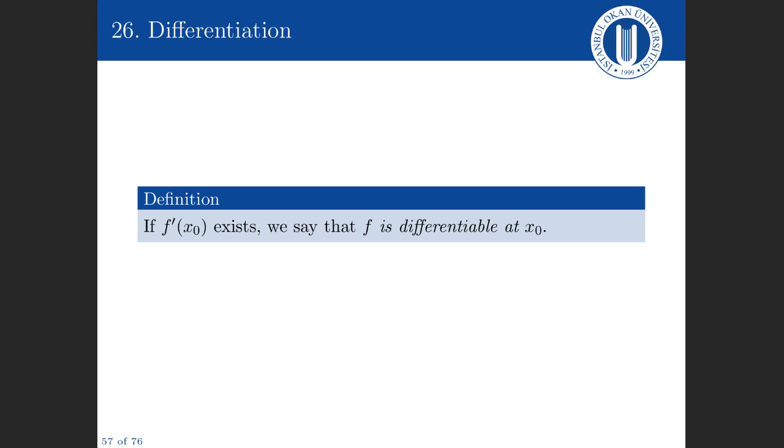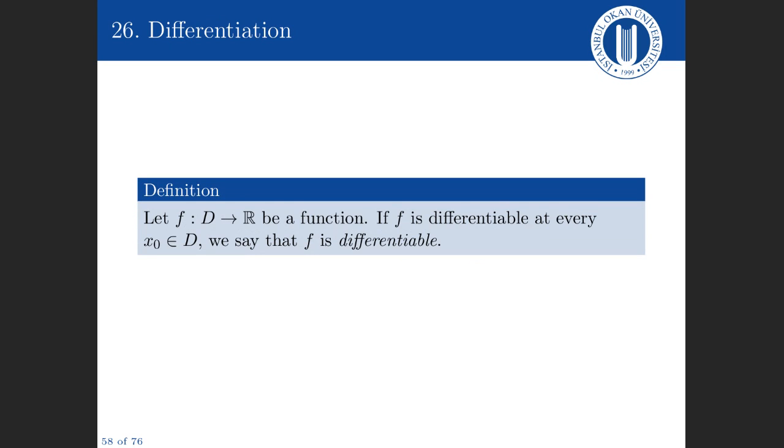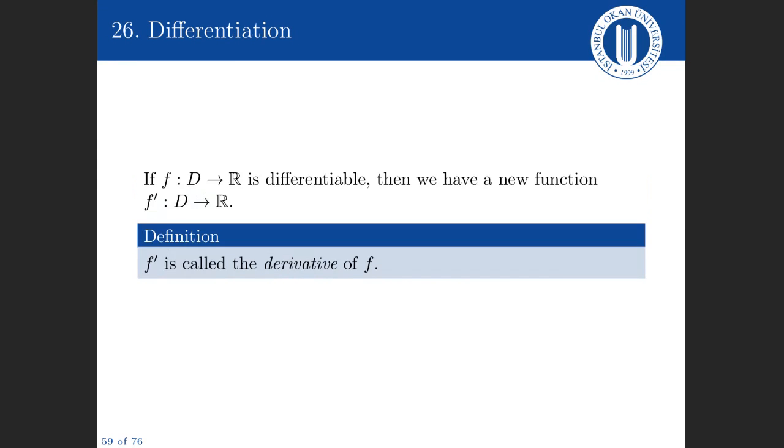If the derivative of f at the point x0 exists, then we say that f is differentiable at the point x0. If we have a function which is differentiable at every point, then there's a short way of saying this. We just say that the function is differentiable. If f is differentiable, then we have a new function, which we call f prime. f prime is called the derivative of f.